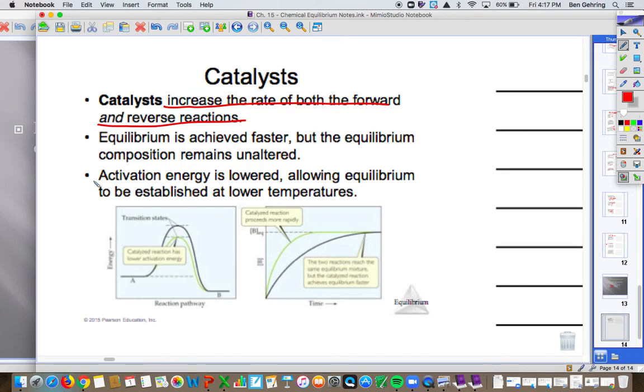What you're doing is lowering your activation energy, which allows equilibrium to be established at lower temperatures. So instead of having to come all the way to the top here for your activation energy, you only have to come up this high, which means more molecules can react quicker, which gives you a faster equilibrium concentration.